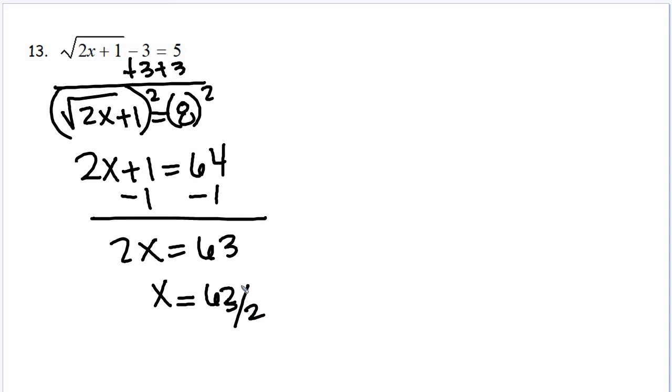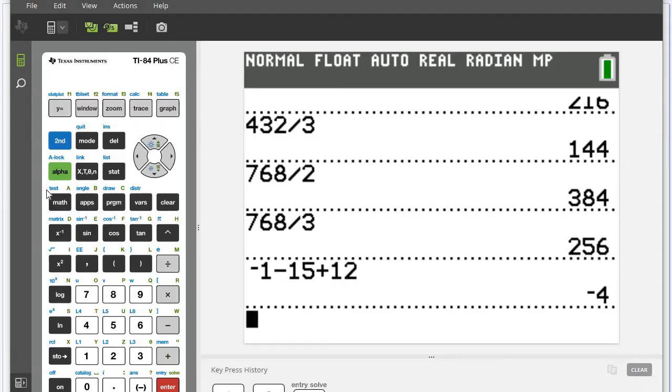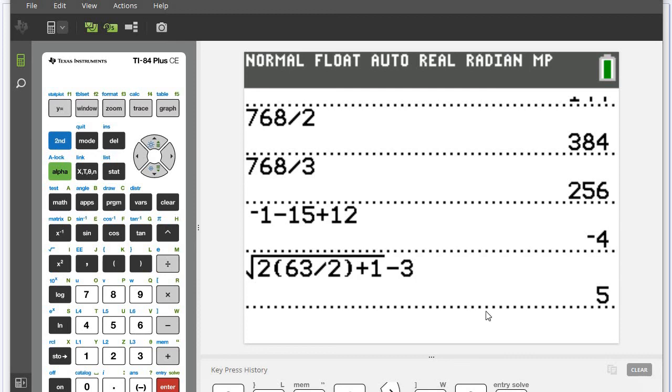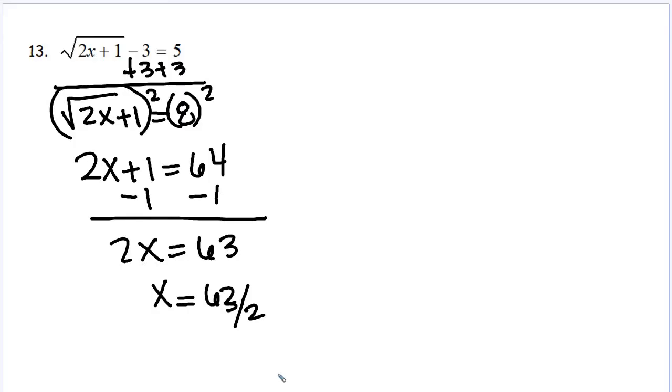Now, in order to check that answer, we want to plug it in. I would plug it into just the left side and see if I get 5 out. So I'm going to go to my calculator. I'm going to do second square root 2 times 63 divided by 2 plus 1, and I'm going to make sure that I come out from under my radical. If you're in an older calculator, you would use parentheses, and then do minus 3. And it is 5, so that is absolutely my solution. So I can now box that answer in.